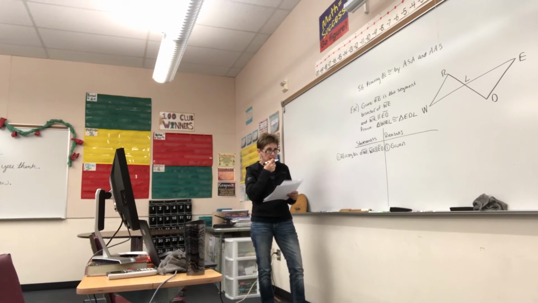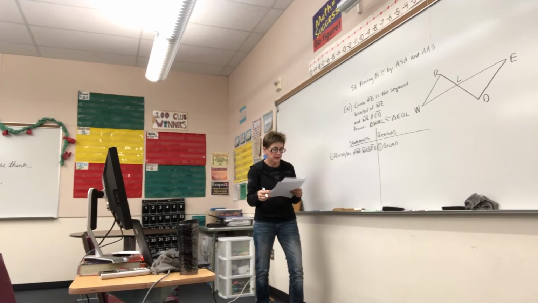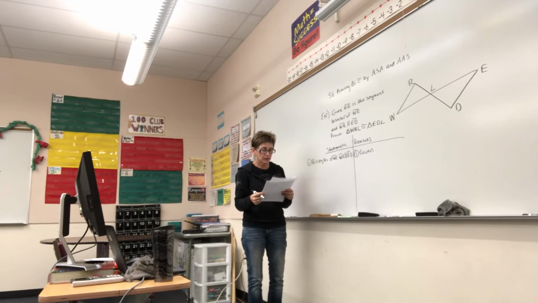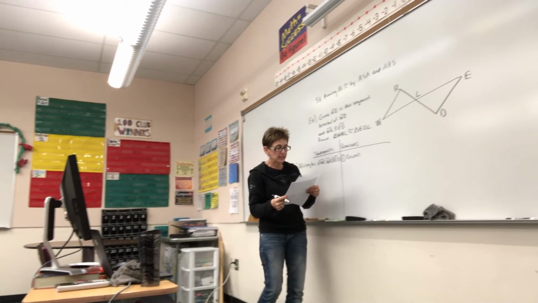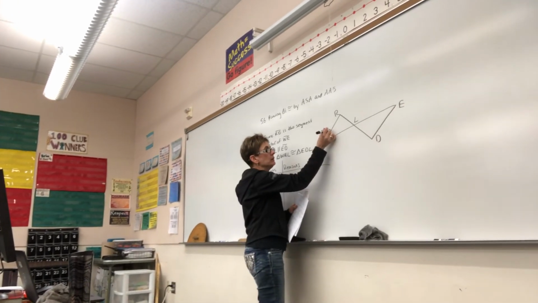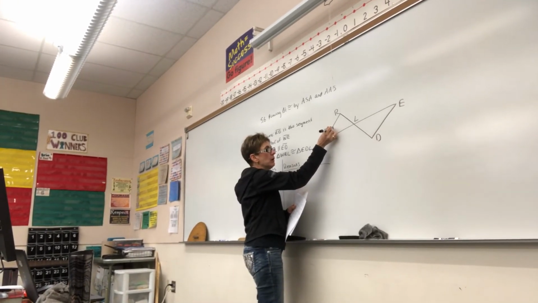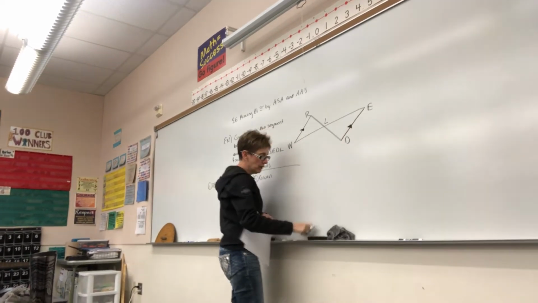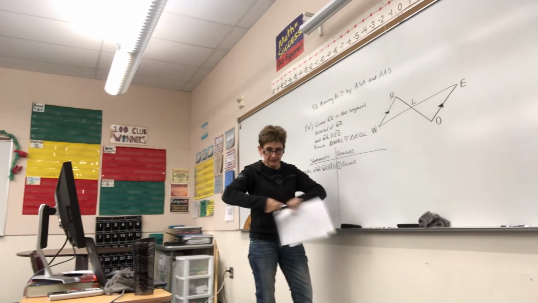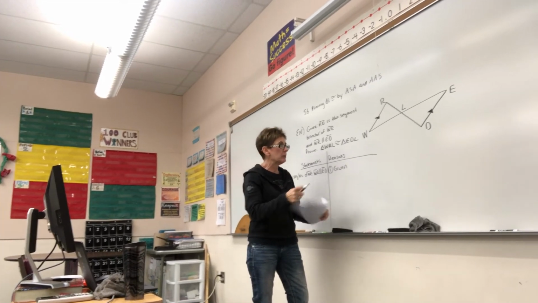Now, I'm going to go ahead and mark this information up on the picture. If we know that WR is parallel to ED, we can put little triangles on WR and ED to show that. I think what also might be helpful is to extend these lines a little bit so they're a little bit easier to see.